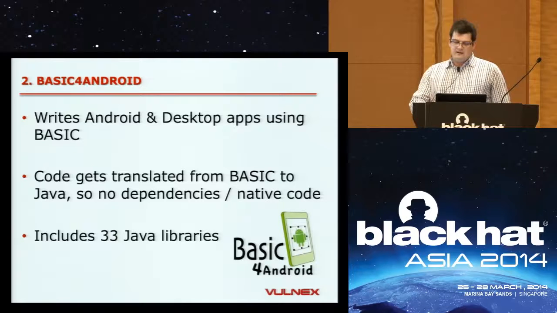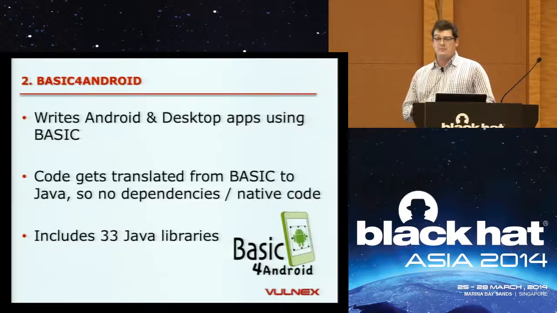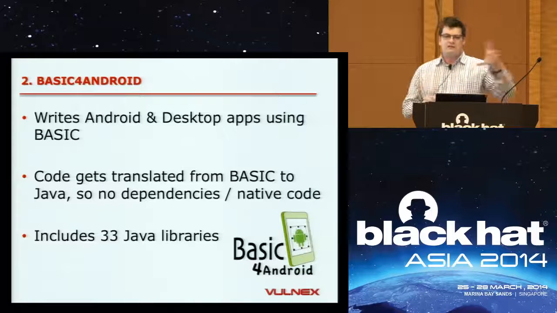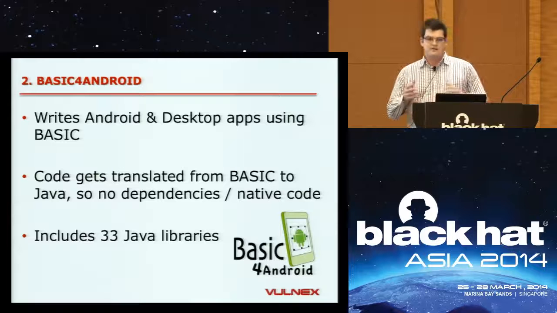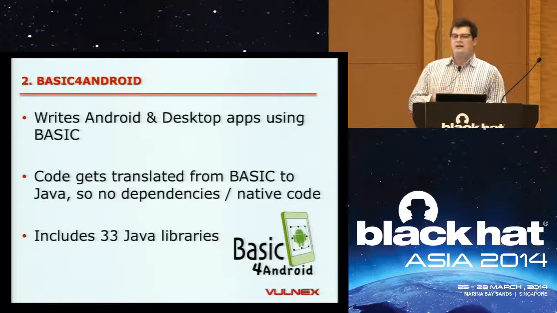One other thing is that Basic for Android includes like 33 Java libraries. For example, say I'm writing an application using basic that connects to the internet or reads from a database. When it gets compiled and translated to Java, the development framework will include the libraries to connect to the internet, the network library, the database library and all that stuff in Java. So my application gets converted from basic to Java, and it will include all these Java libraries in the app.